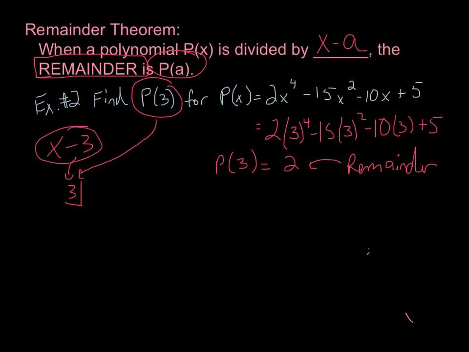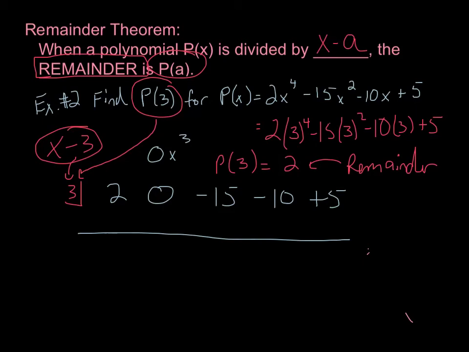Okay, your coefficients were 2, 0, careful because you were missing 0x cubed, minus 15, minus 10, plus 5. We better get a 2 down here because that is our remainder. Let's see if we do. Drop the 2. 3 times 2 is 6. 0 and 6 make 6. 3 times 6 is 18.